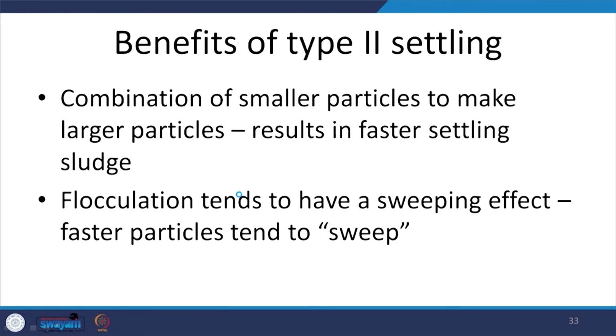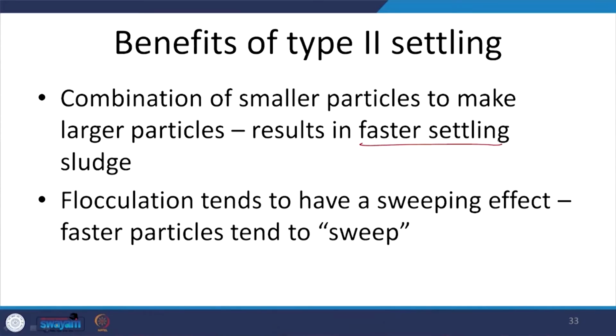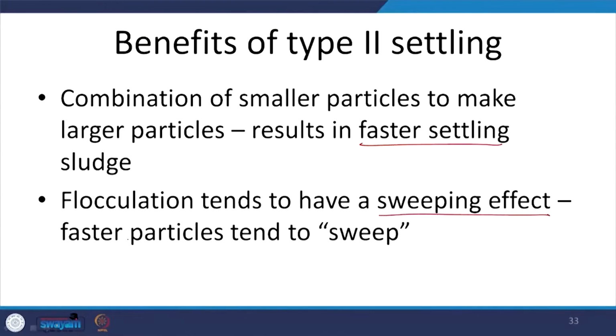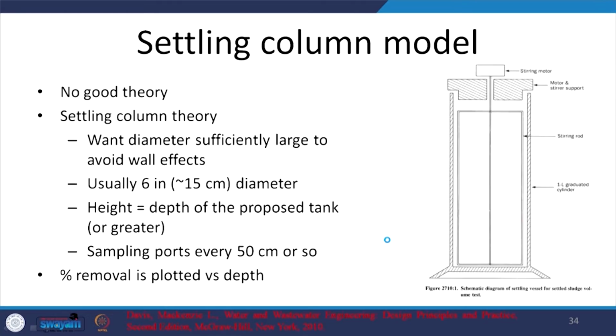And what are the benefits now? When two particles combine, typically I have a bigger particle, and then I am going to end up observing faster settling. Also, flocs that are relatively smaller at first can get bigger as they settle down. Why is it? Because they have a sweeping effect, and that is why we see sweep flocculation, right. That is something to keep in mind. Faster particles tend to sweep.